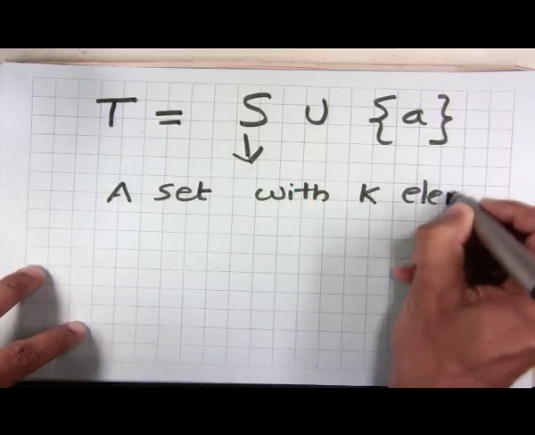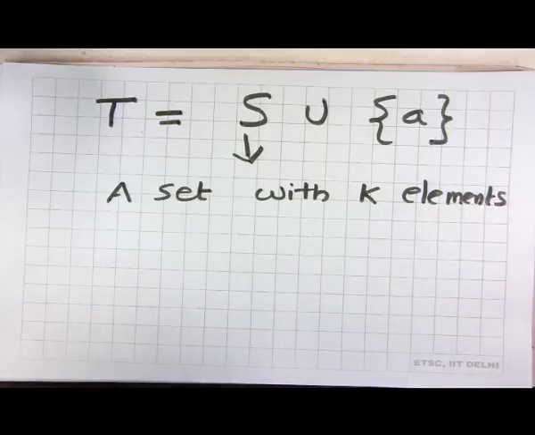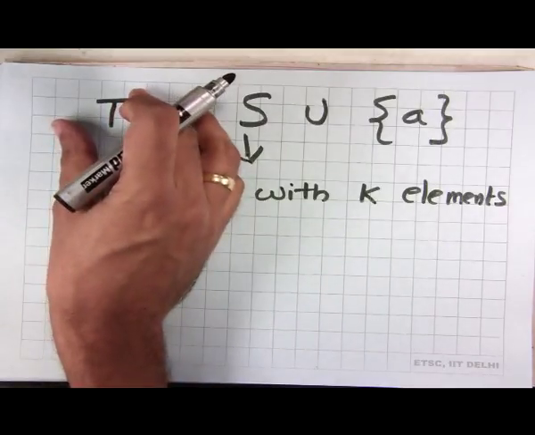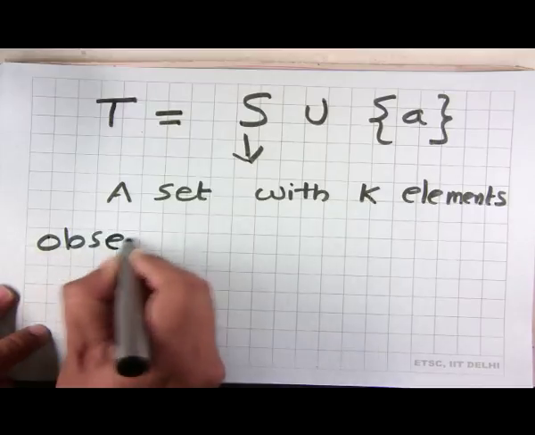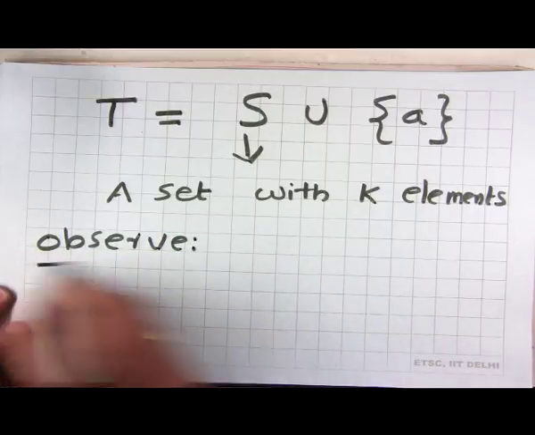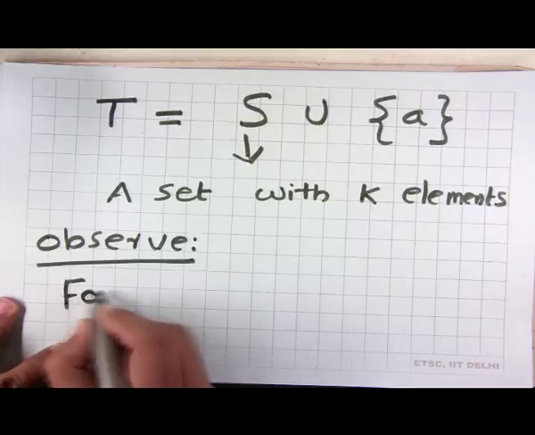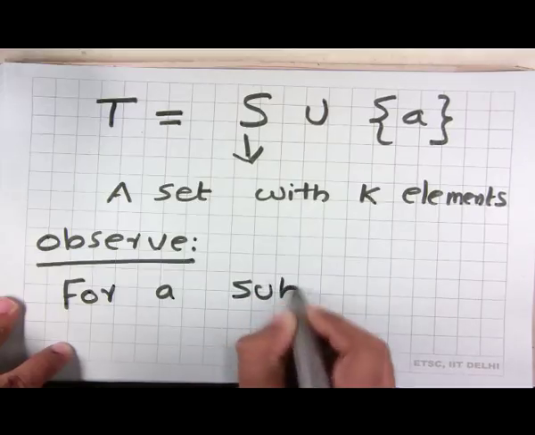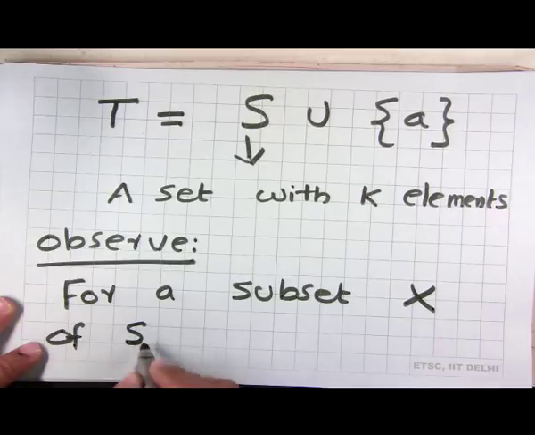I repeat, a set with k plus 1 elements can be written as union of two sets, one with k elements and one a singleton set. Now, let us see how subsets of T come. Observe, for a subset X of S, you can create two subsets for T.